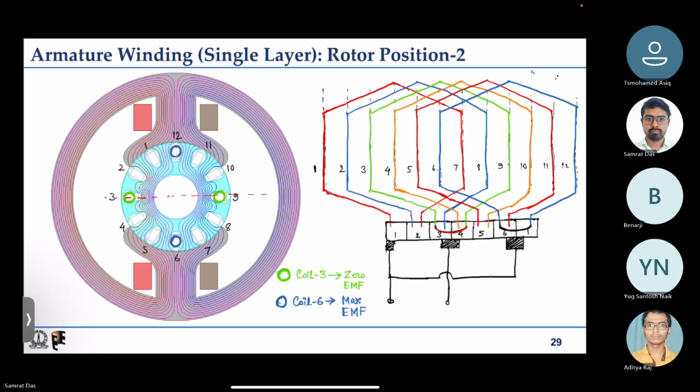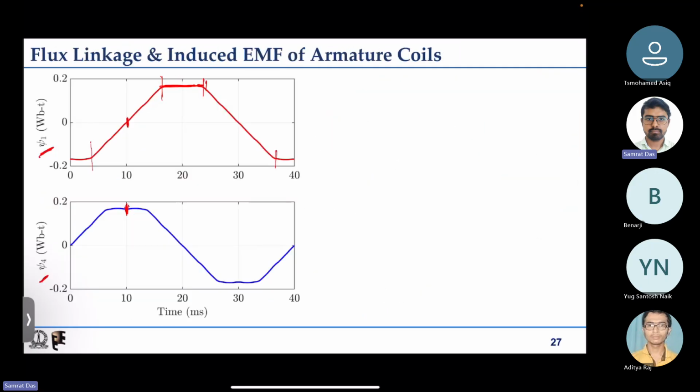But if the brush is touching the 1 and 6 commutator segments, that means the coil 6 is being shorted as shown here. So where is the coil 6? Coil 6 is actually at the polar axis, and the coil at polar axis has the maximum induced EMF, or whatever the induced EMF. So this is the polar axis.